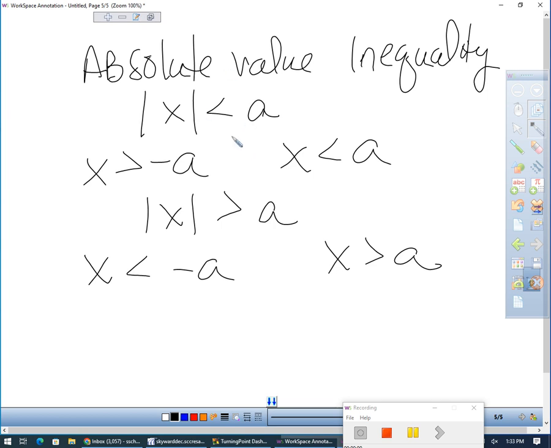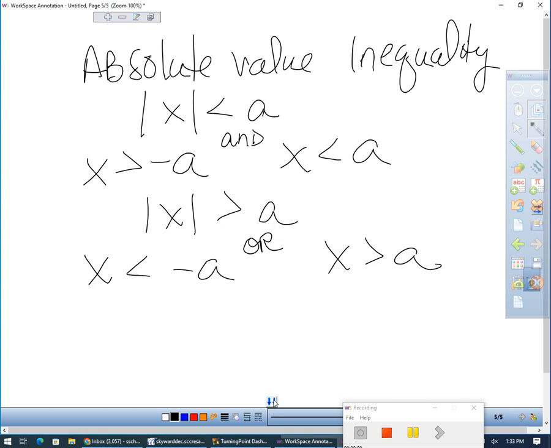This first one is an and problem. As you'll notice, the signs are pointed towards each other. It's sandwiched in the middle. You end up with an and problem. Down here, you'll notice the signs are going opposite. We end up with an or problem. This sign at the beginning will tell you if it's less than, it's going to be an and. If it's greater than, it's going to be an or.